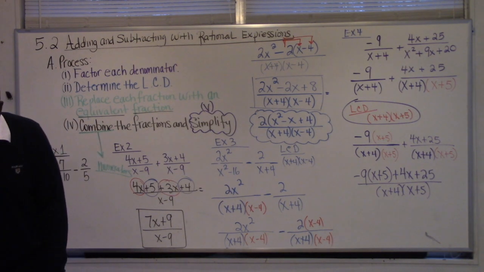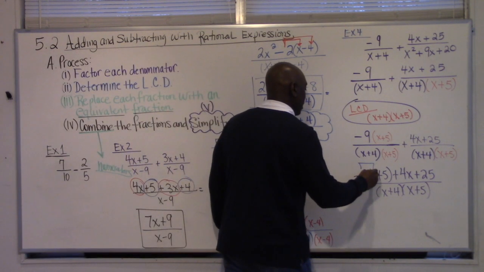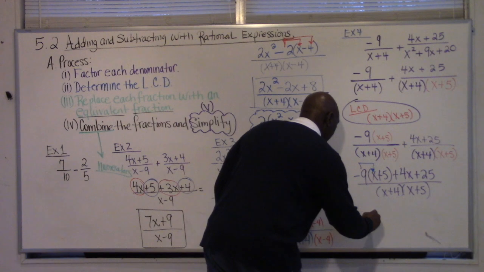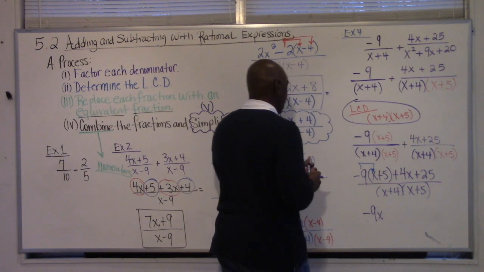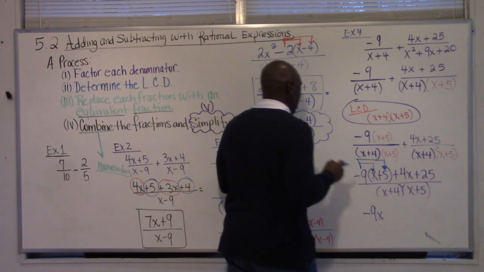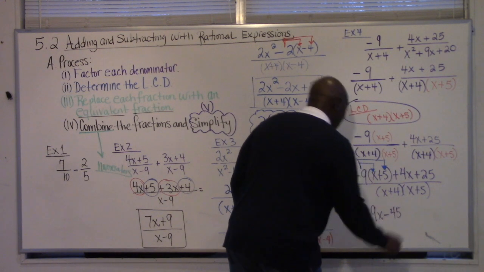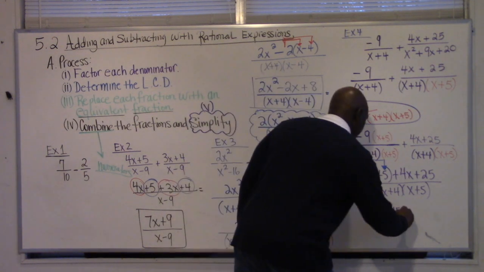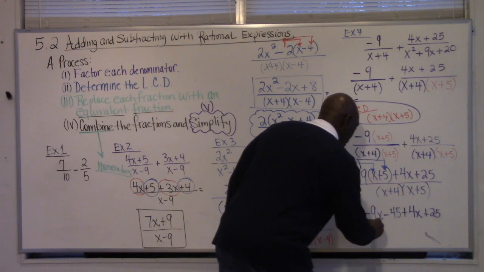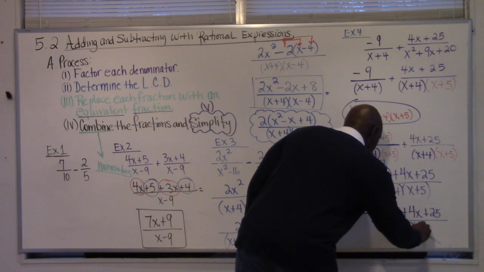You have to be very careful with your distribution. So we have negative 9 times x, which is negative 9x. And then we have negative 9 times 5, which is minus 45. Plus 4x plus 25. And it's all divided by x plus 4 times x plus 5.